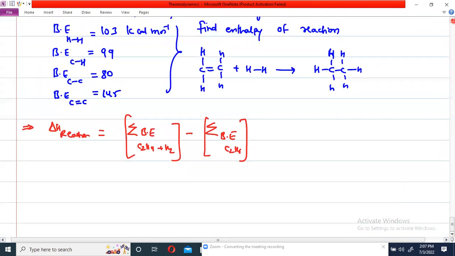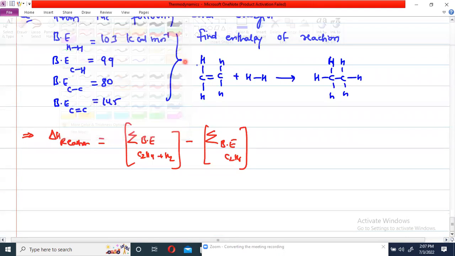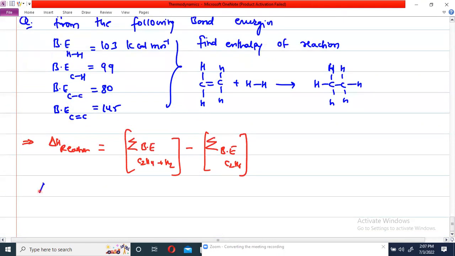You should know the values also now. Delta H of the reaction equals C2H4, you can count here. How many carbon double bond carbon are there? Only one, and its value is 145, plus how many CH are there? 1, 2, 3, 4. What is the bond energy of CH? 99. This is the complete part for only C2H4, plus hydrogen HH, and HH bond energy 103, right?